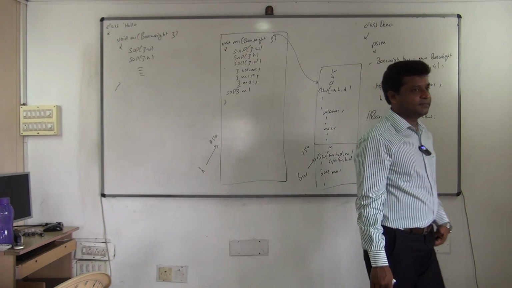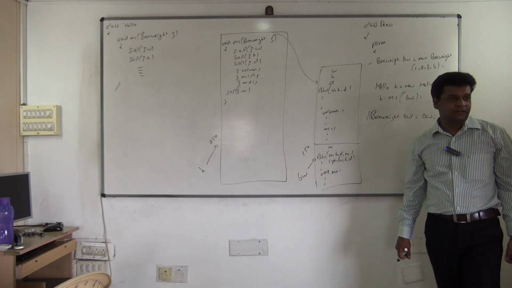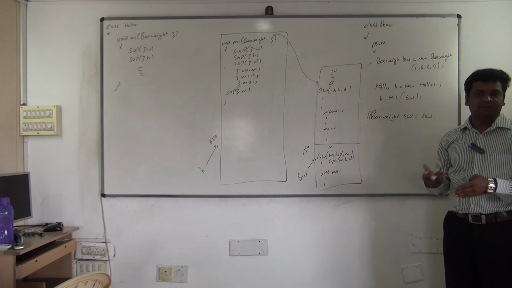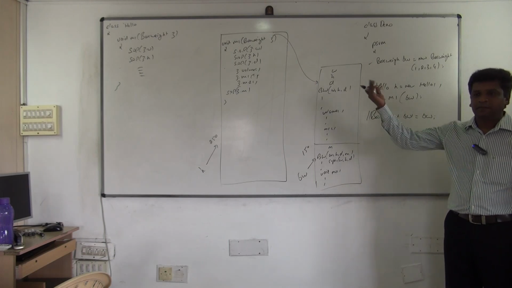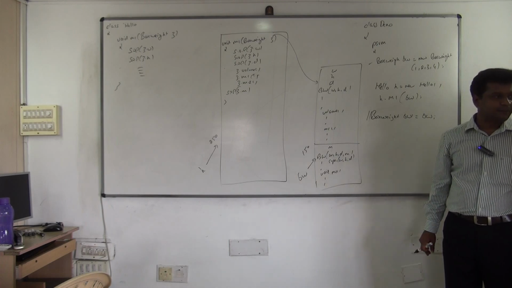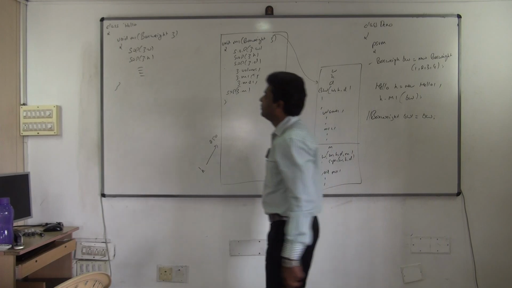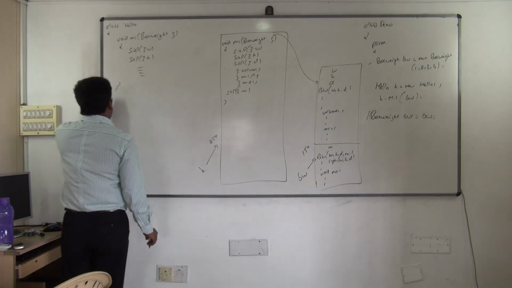All members you can access. Understood? Clear this? So when you are sending a subclass as an argument, the parameter can be of the same type. Clear? Any questions here? Now, return type. I'll come back to return type now.